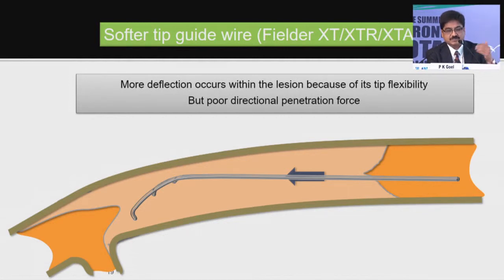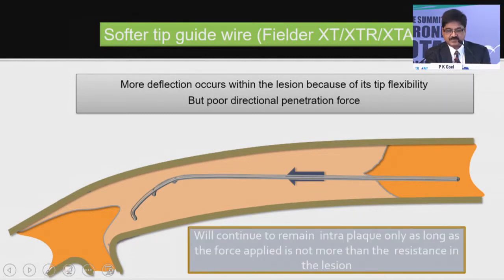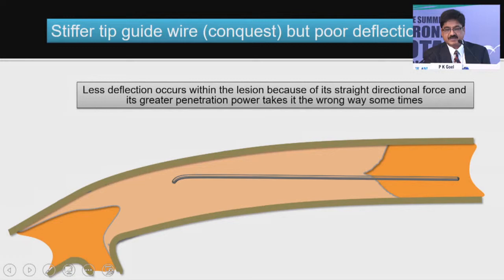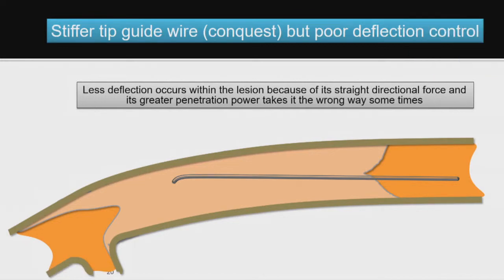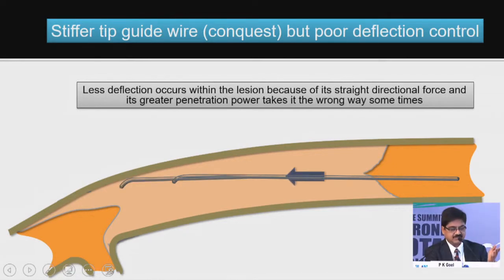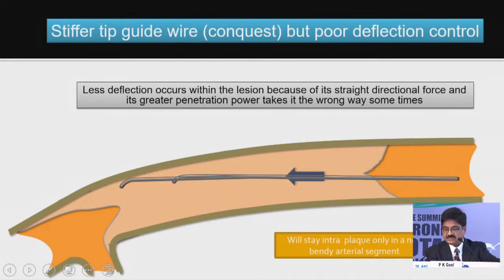Now, softer tip guide wires like the XT, XTR, XTA have more deflection within the lesion because the tip is flexible, but you cannot make a direction. So what happens is it often gets deflected like this and will continue to remain intraluminal only as long as the force applied is not more than the resistance in the lesion. If you apply more force, it will get subintimal. A stiffer wire like Conquest has more penetration power, but you cannot direct it well. So it will sometimes go the wrong way.